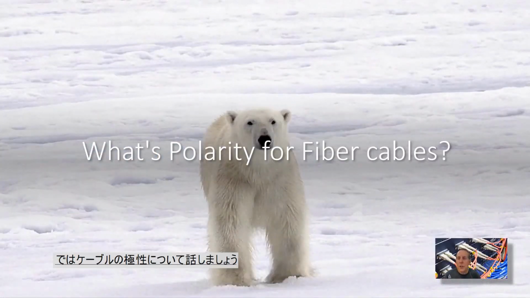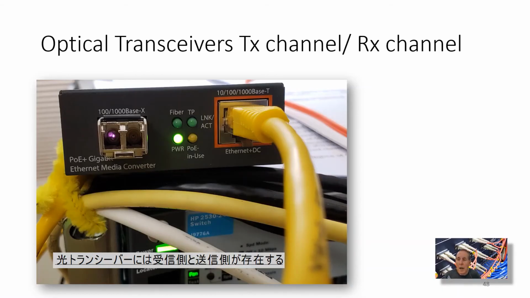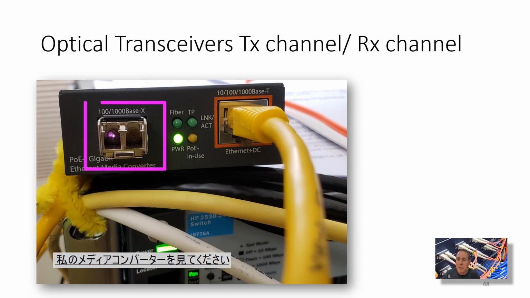So what is polarity in regard to fiber optic cables? Well, it isn't about polar bears, and it's not about the North Pole. Optical transceivers have a transmit side and a receive side. If you look at my little optical transceiver inside my media converter here, you see that one side is totally dark. That's the sensor side of the optical transceiver. On the other side, you see a little purple light shining out. That's the transmit channel of the optical transceiver. Notice that the transmitter is on the left as we face it.